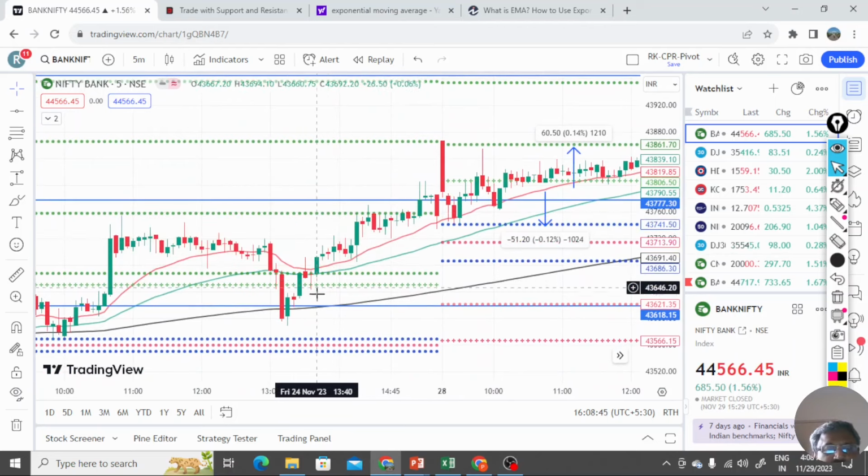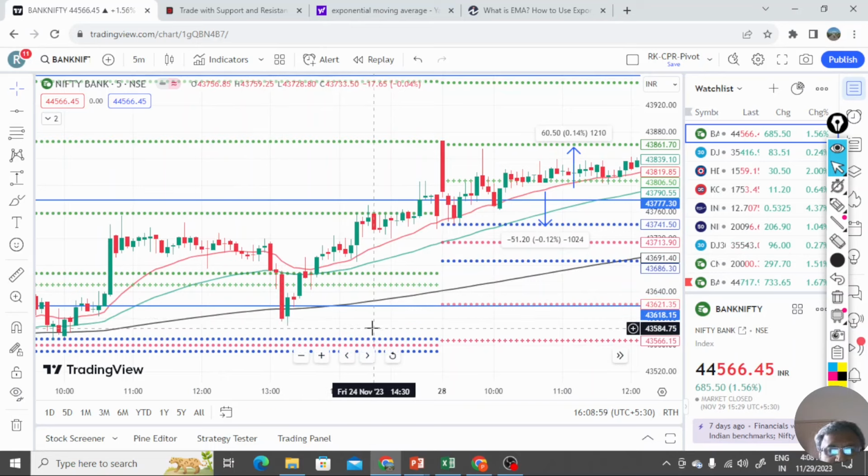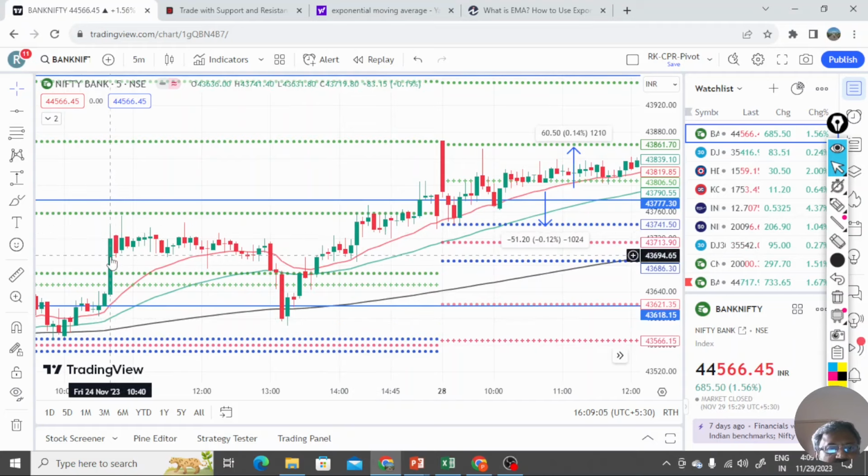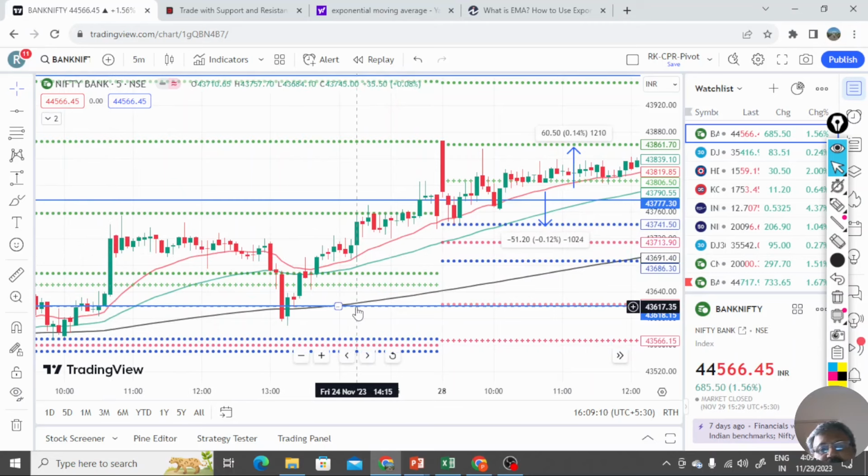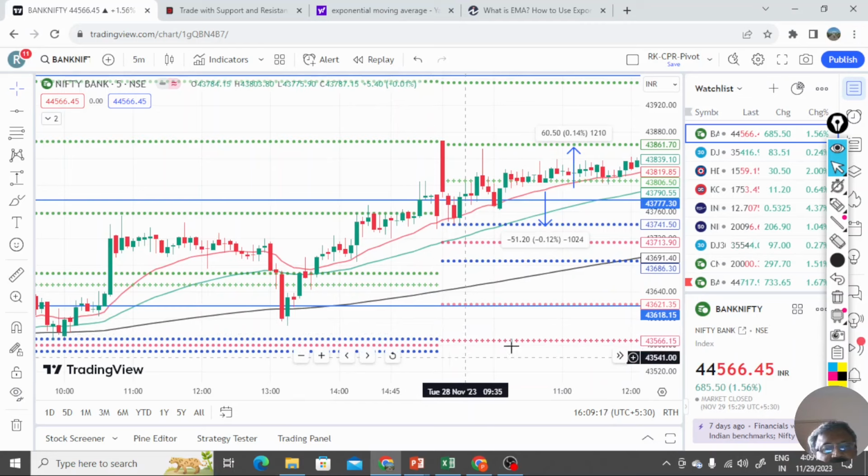See, this 50 EMA here, after closing below 20 EMA, when it closes below 50 EMA, there is an opportunity for the downtrend here. But as we always say, trend is your friend and we should go with the trend. As this was a bullish trend, we should always look for opportunities for bullish trading.